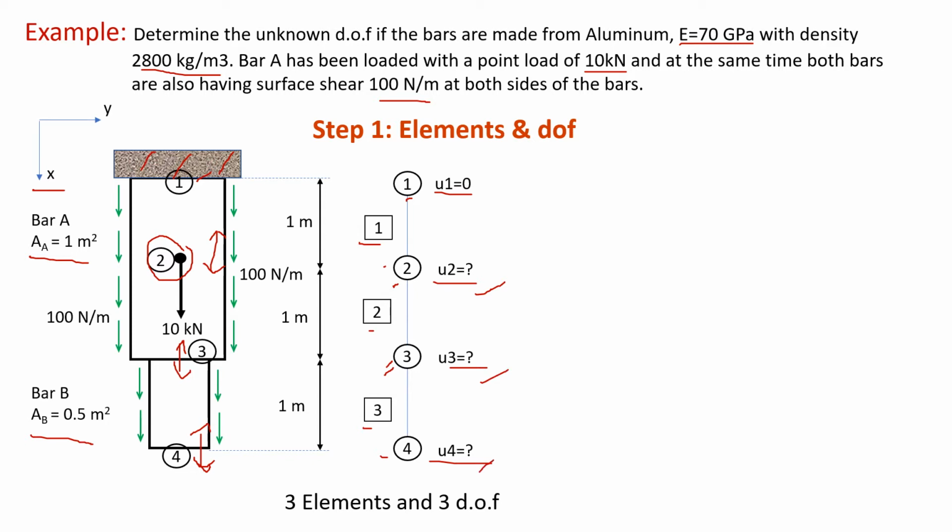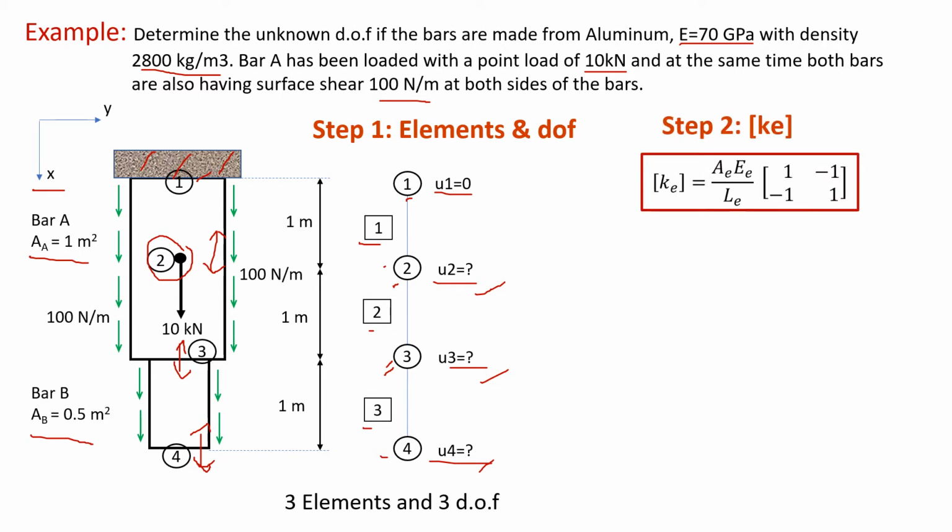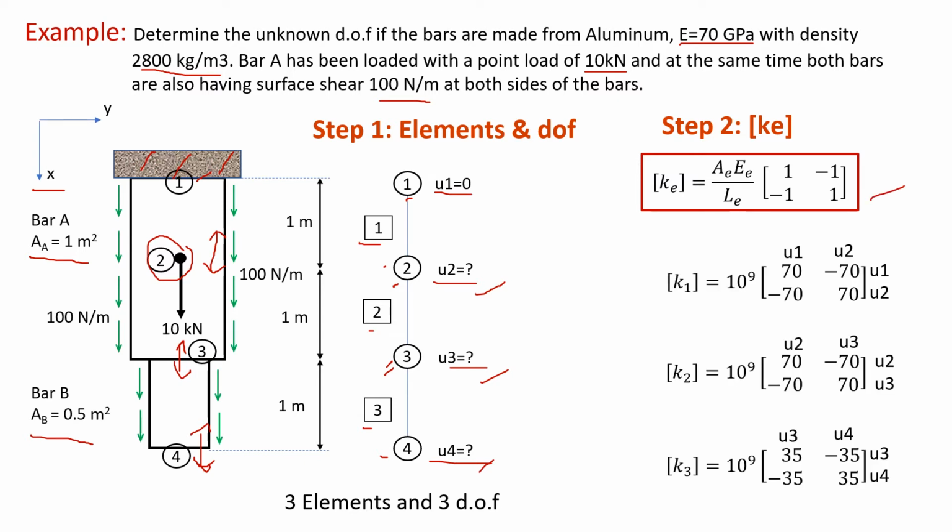The next step, after determining the degrees of freedom, the number of elements and nodes, is to calculate the stiffness matrix for each element by using this equation, so we can solve for each element.